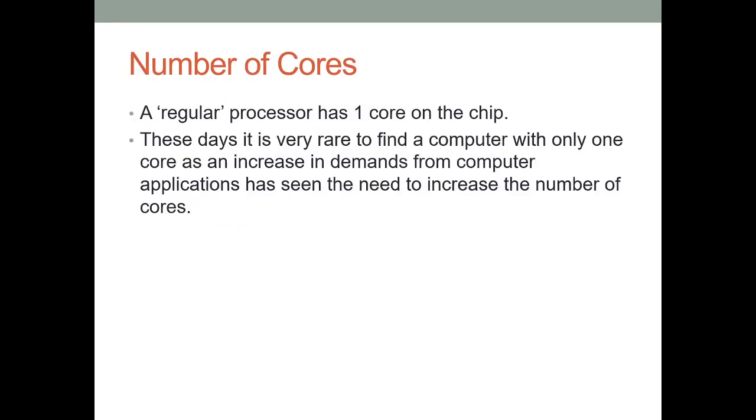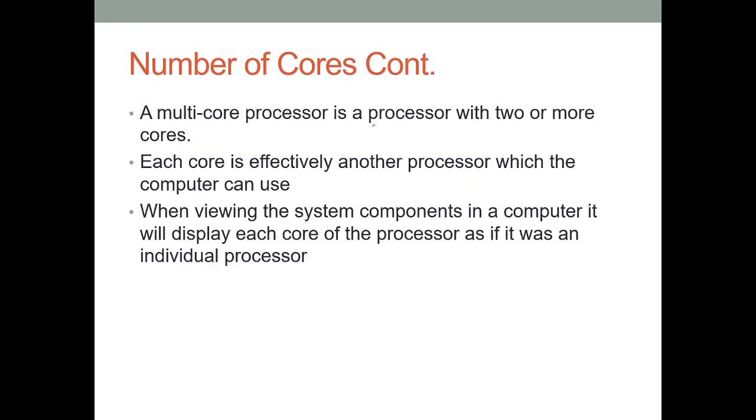First one is the number of cores. Now, some of you might already know this. A regular processor has 1 core on its chip. Now I say regular, it's really just old. It's very rare to actually find this nowadays, but we'll put this as our baseline, a 1-core processor. Now you always hear about multi-core or dual-core, quad-core, all this type of stuff.